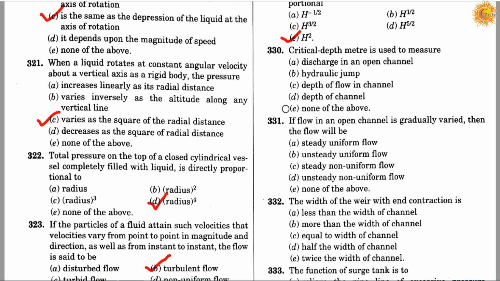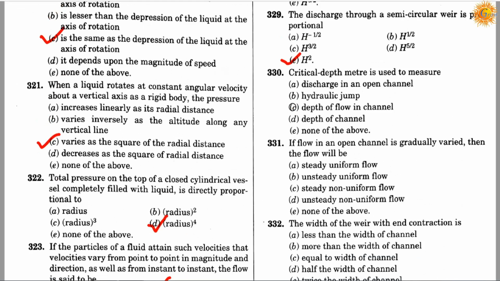Question number 330. Critical depth meter is used to measure: option A, discharge in an open channel; option B, hydraulic jump; option C, depth of flow in channel; option D, depth of channel; and option E, none of the above. So the correct answer is A. Critical depth meter is used to measure discharge in an open channel.